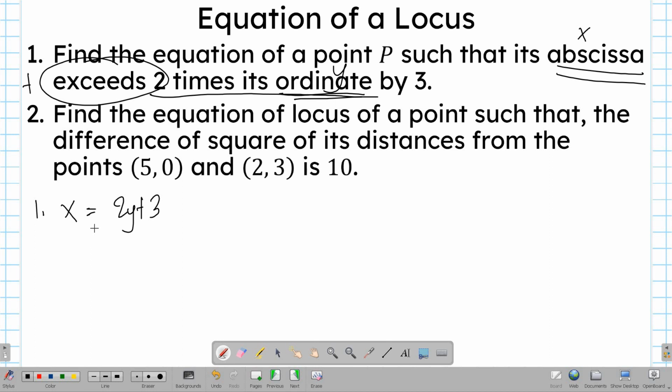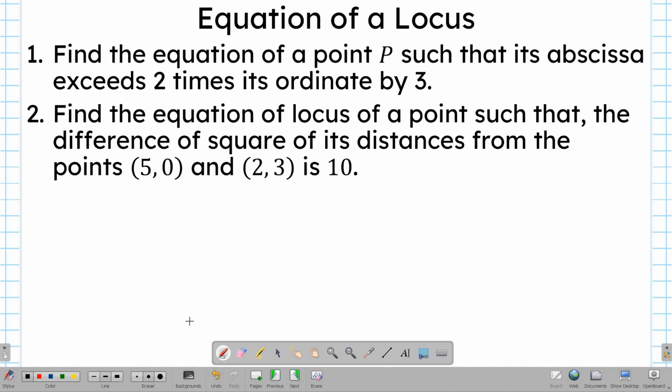So that means yung value daw ng x ay twice the ordinate tapos mas malaki pa ng 3. Therefore, ayusin lang natin yung pagkakasunod. Therefore, ilapit lang natin. X is equal to 2y plus 3. Yun na yun. That's one example of how we find the equation of the locus. Although yung number 1, medyo madali yung relationship. Tingnan natin yung number 2.